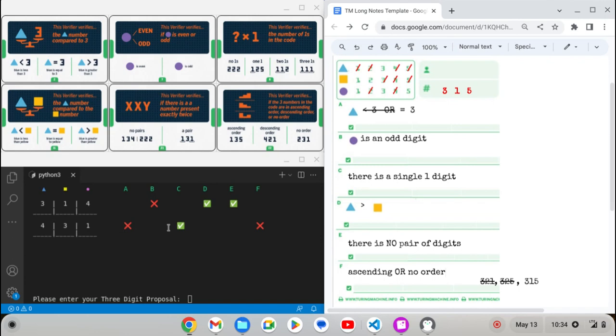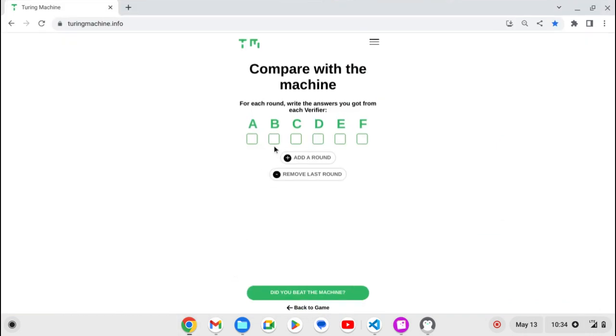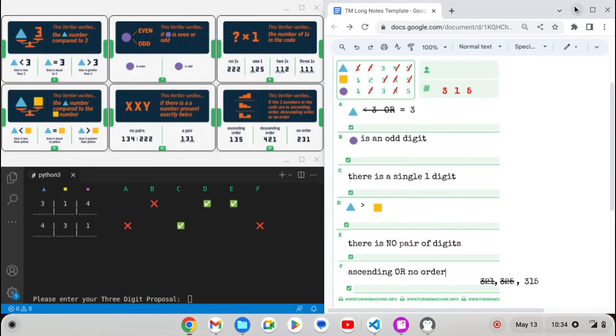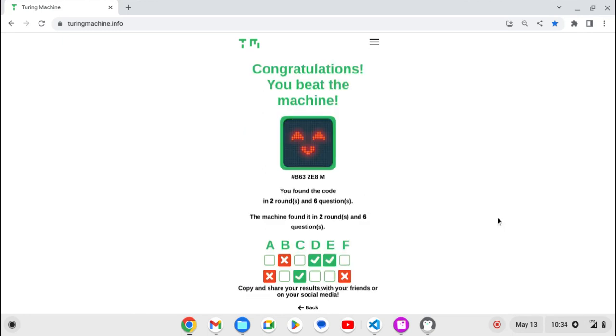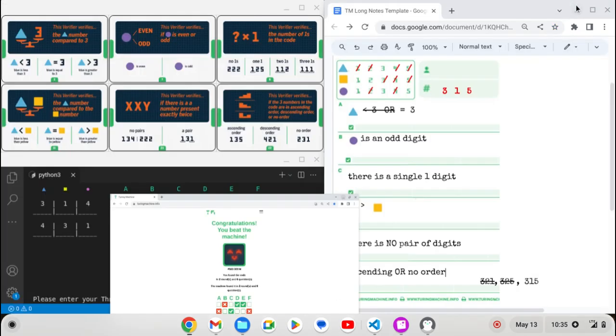And so we did do it in 2 rounds. So we did BDE first. And then in our second round, we did ACF, the other 3. And how did we do? Okay. Oh, wow. So the Turing machine also did in 6. I was really hoping, I thought I'd beat it by maybe 1, maybe even 2, but we tied. It's still a win, so that's great.